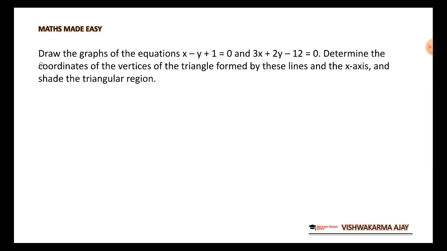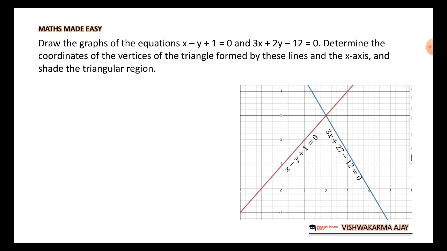Okay, draw the graph of the equations x minus y plus 1 equal to 0 and 3x plus 2y minus 12 equal to 0. Determine the coordinates of the vertices of the triangle formed by these lines and the x-axis and shade the triangular region. I have already drawn it.